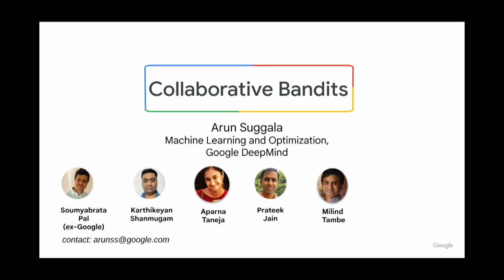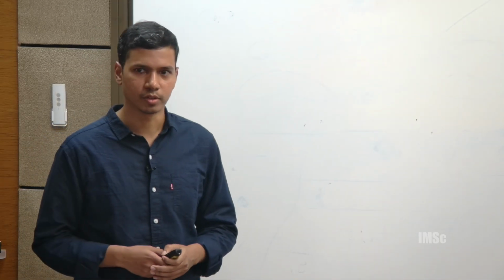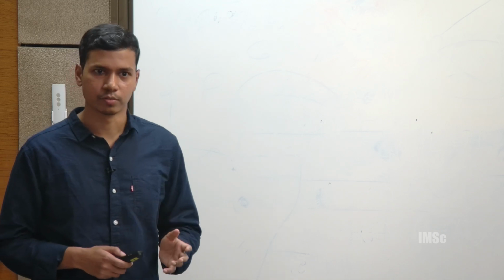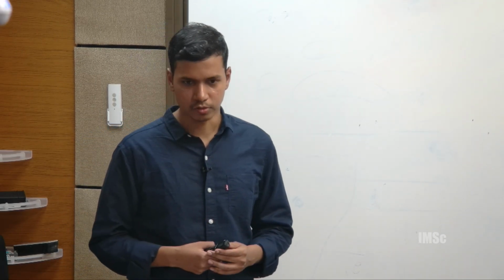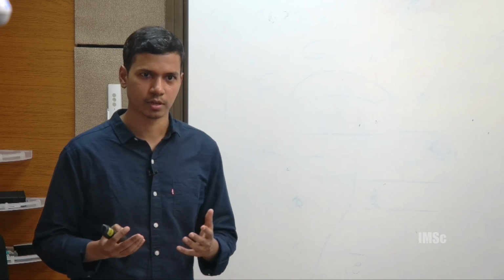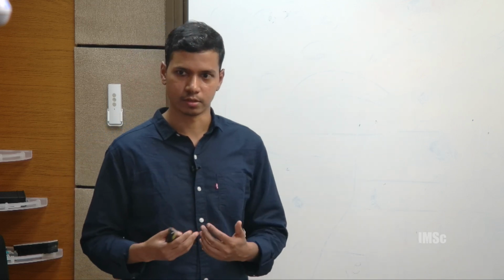So today I'll be talking about collaborative bandits. At a high level, the theme of this talk is how do you handle missing features or missing contextual information in bandits. In the real world, data is always missing. Typically in theory, we don't consider these problems, and it's very important to design algorithms that work well even with missing data.